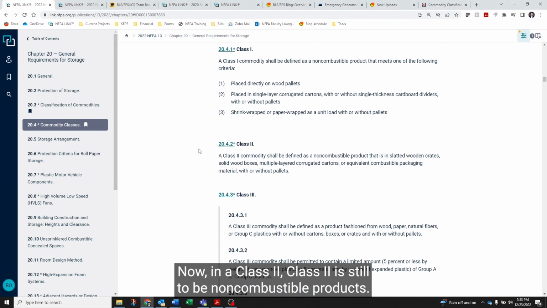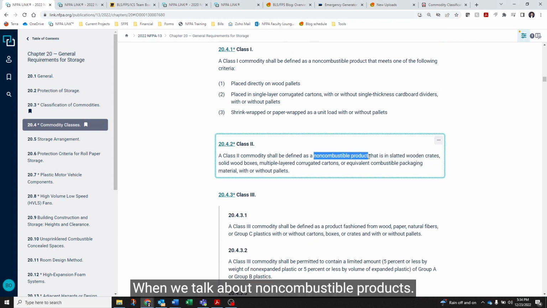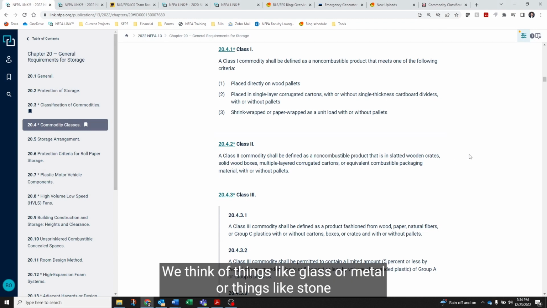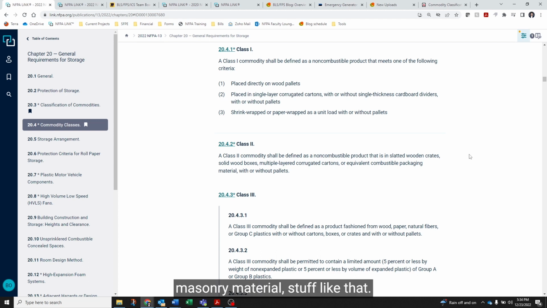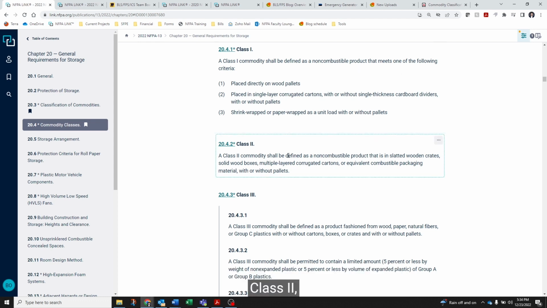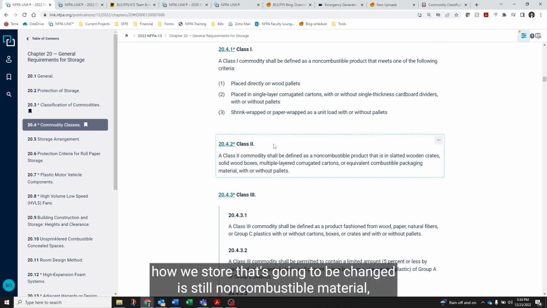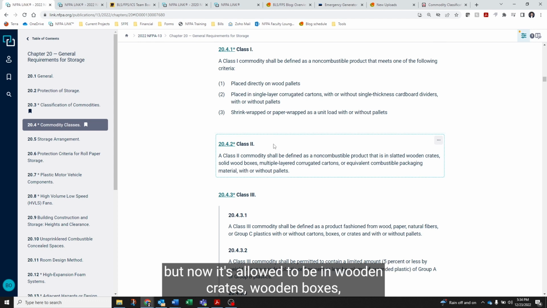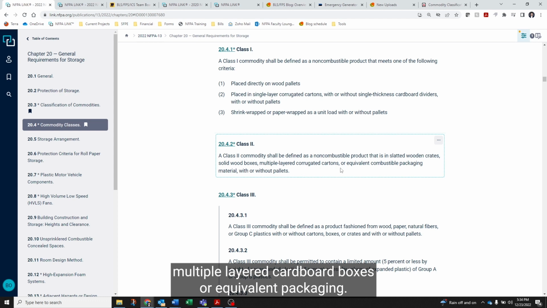Now let's look at Class 2. Class 2 is still going to be non-combustible products. When we talk about non-combustible products, we think of things like glass or metal or things like stone, masonry materials, stuff like that. So Class 1 is going to be non-combustible products stored in very specific things. Class 2, how we store that's going to be changed. It's still non-combustible material, but now it's allowed to be in wooden crates, wooden boxes, multiple layered cardboard boxes, or equivalent packaging.